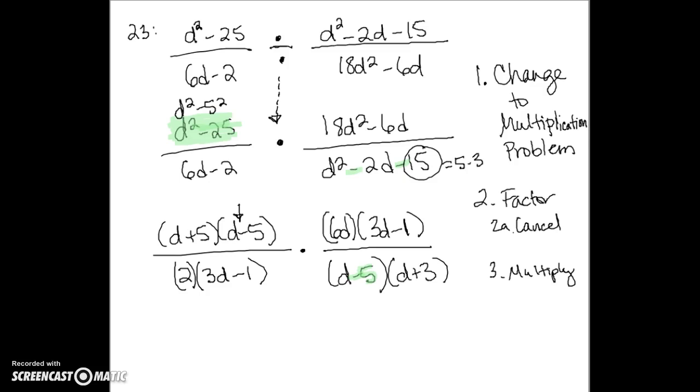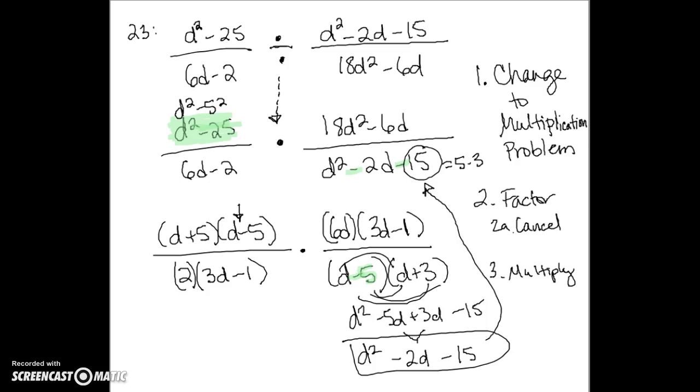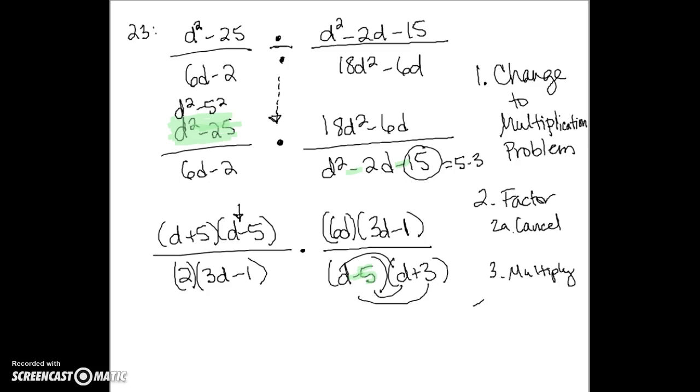15 is made up of 5 times 3. So to check this, I have to FOIL it. D squared minus 5d plus 3d minus 15. D squared minus 2d when I combine like terms, minus 15. That's exactly what I started with up here. They are the same, so that is factored. That is the right way to factor. So I used the top to sort of give me a clue and get me started on the right path rather than trying all different factors of 15.